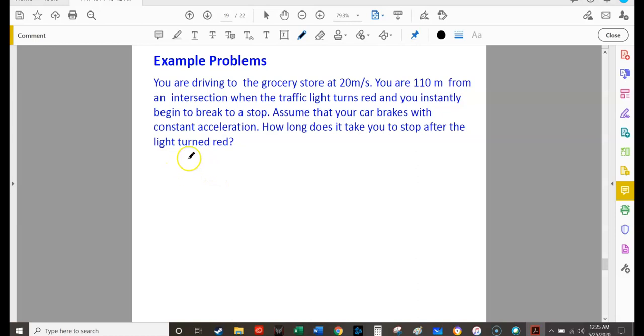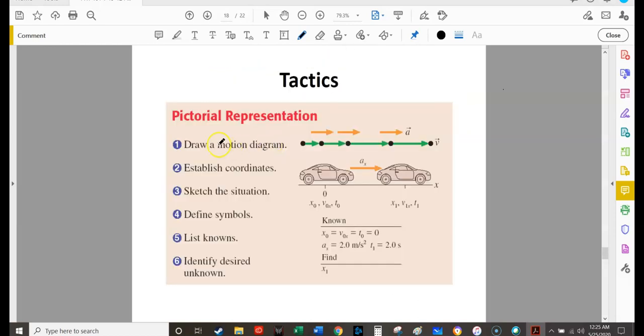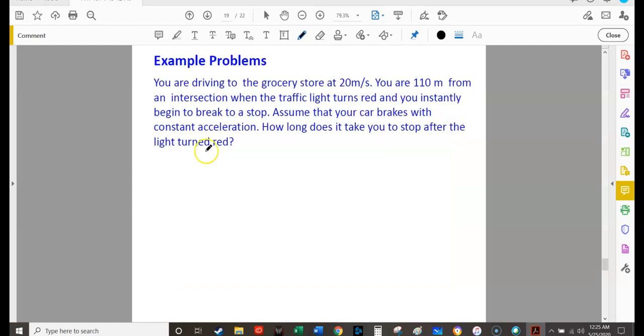Okay, so let's start with our first situation here. We're going to try to draw a motion diagram. I'm going to say that we are driving horizontally in the positive x direction, and we just crossed the 0 meter mark when we realized that the light, here's where the intersection is, over here on the right hand side, has just turned red.